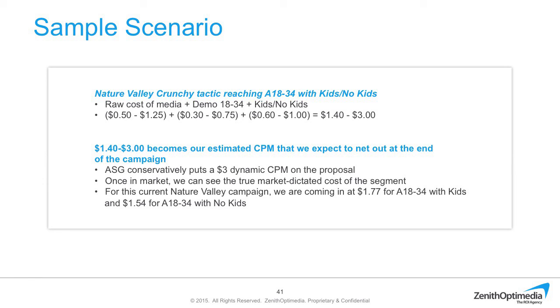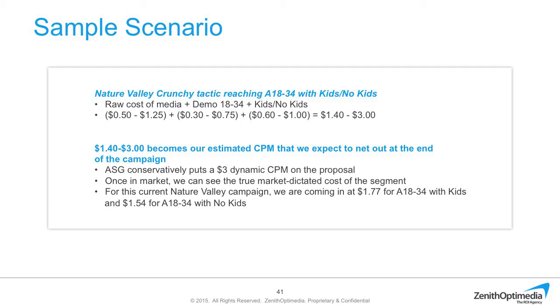We'll conservatively put the higher end, the $3, so that gives us room to bid higher if there is a lot of market competitiveness. But once we're in market, that's when we're really going to see the true market-dictated cost of the segment. For that specific Nature Valley campaign, we were coming in at $1.77 for ages 18 to 34 with kids and $1.54 for ages 18 to 34 with no kids.